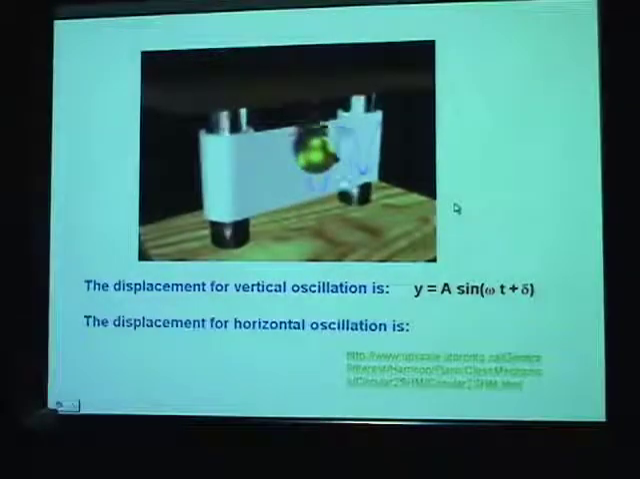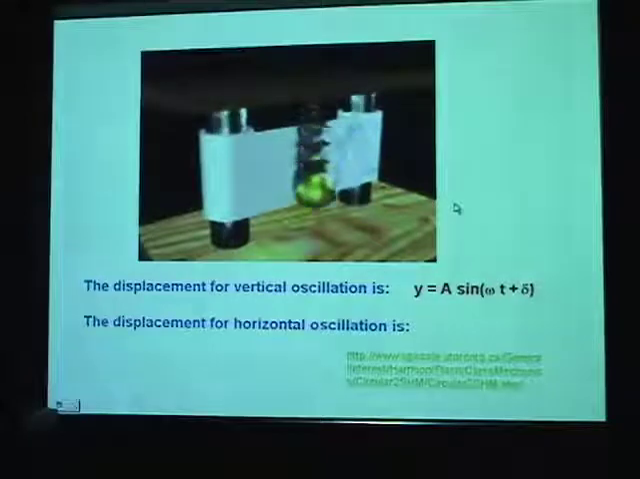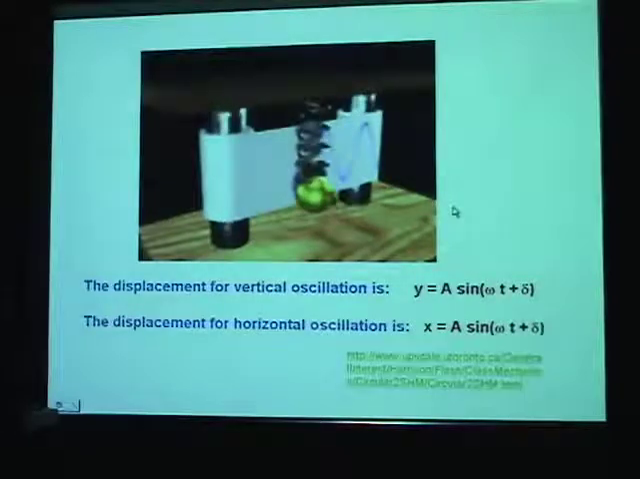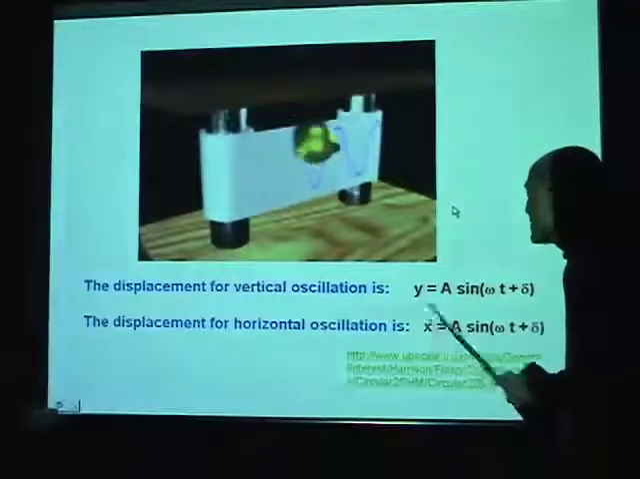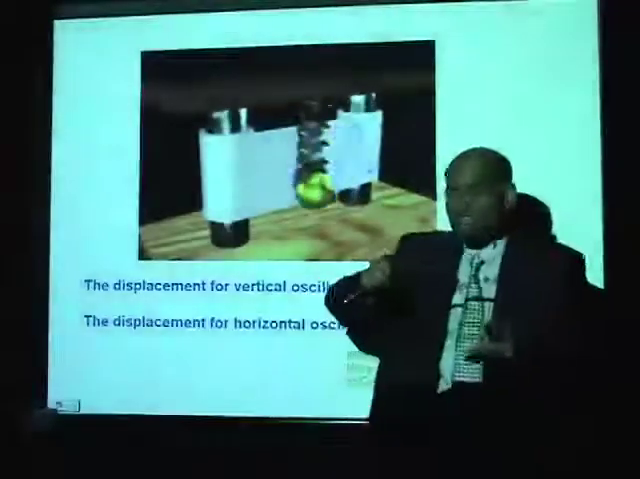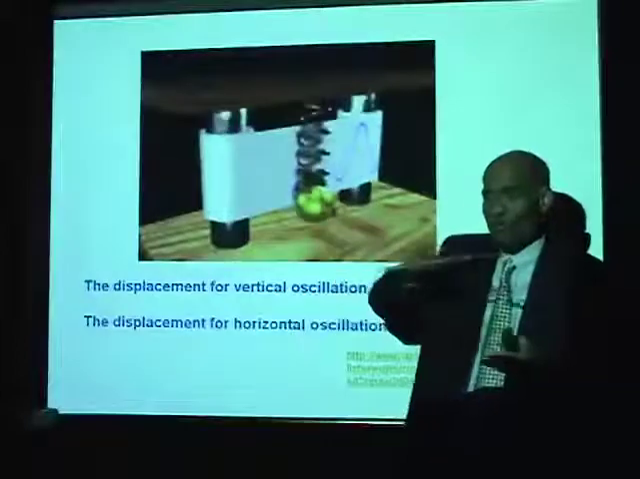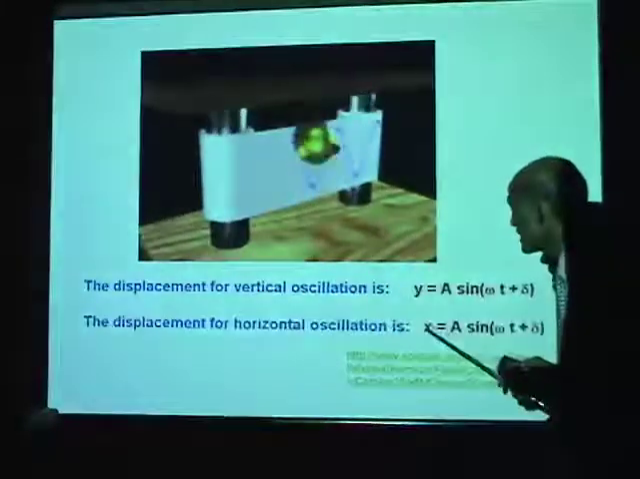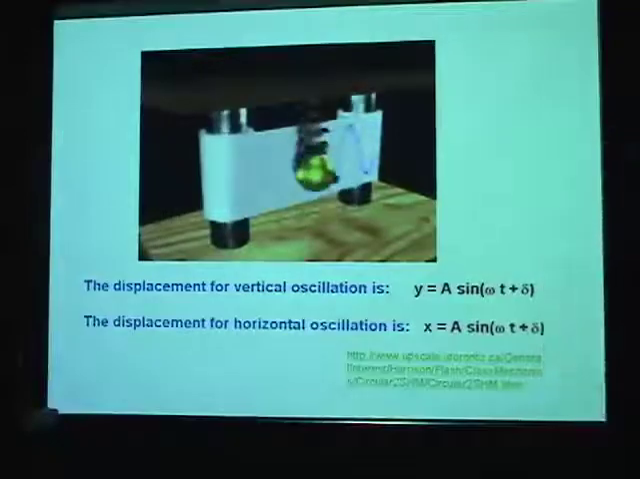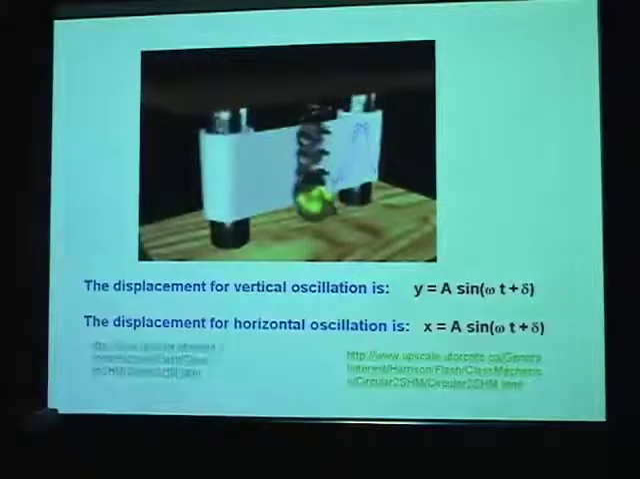Now, how about if the displacement is horizontal? If the displacement is horizontal, we will simply replace that y by x. If the oscillation happens back and forth horizontally, the displacement will be measured in terms of x. Have you seen such an oscillation? Let me see if I can show you one.